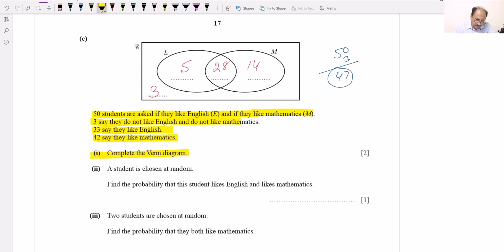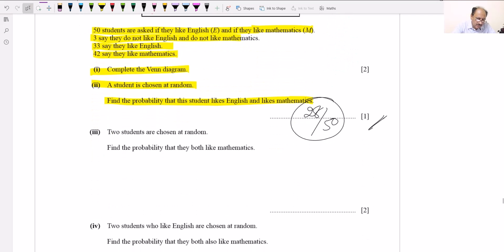Then second part, a student is chosen at random. Find the probability that this student likes English and likes mathematics. So we know that 28 like English and mathematics, so it will be 28 out of total, which is 50, and this will be for 1 mark.